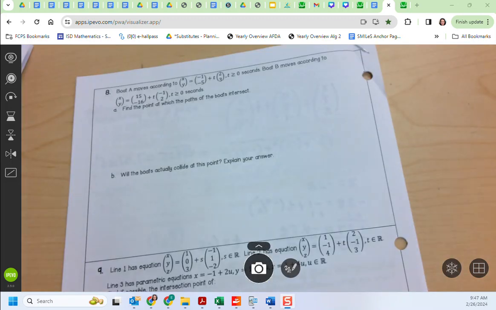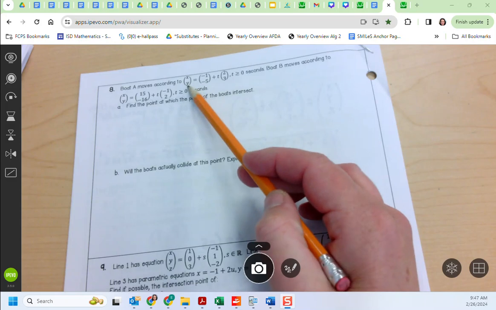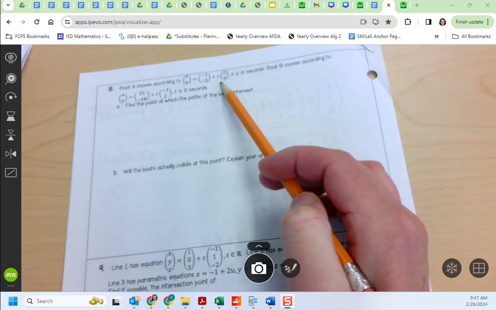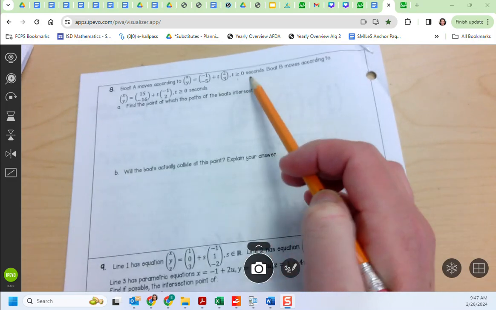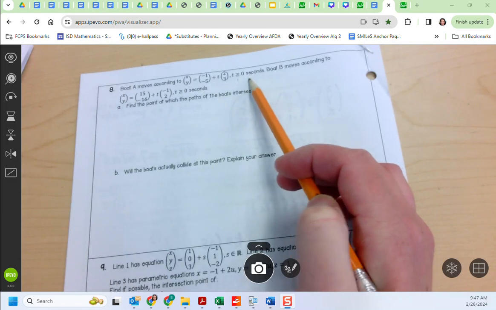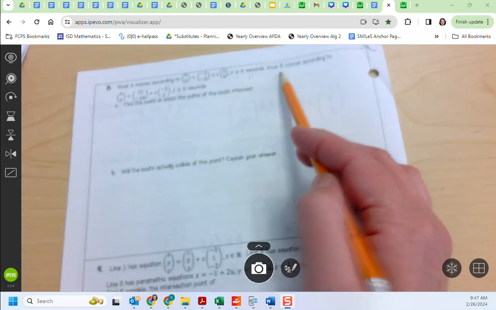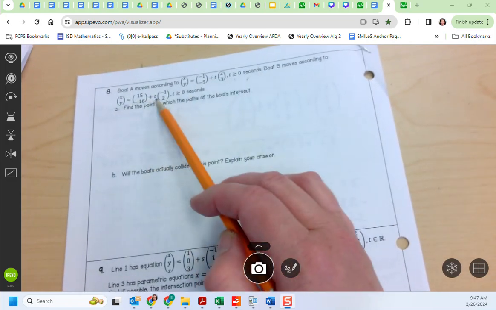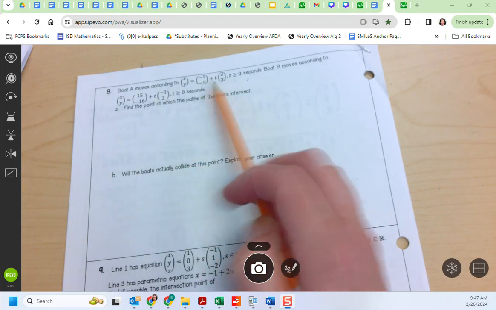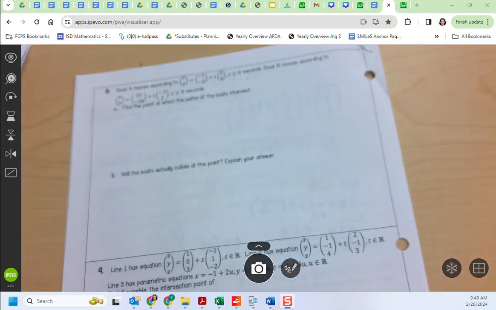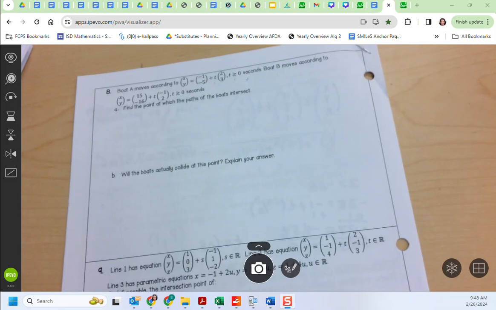All right, boat A moves according to this vector equation, where t is greater than or equal to 0 seconds. That makes sense, we're not going back in time. And boat B has a different vector equation. However, their time parameter is not necessarily the same. So we're going to change them, because right now they look like they have the same t.